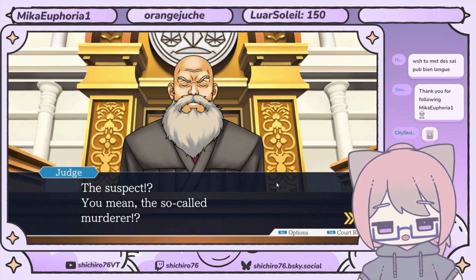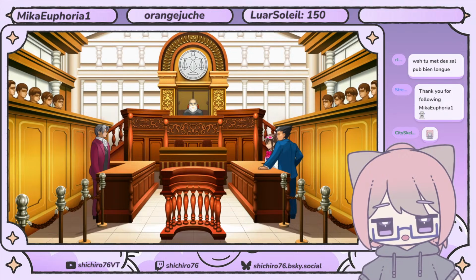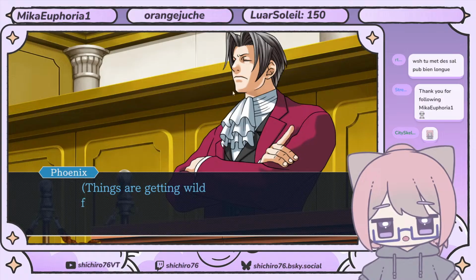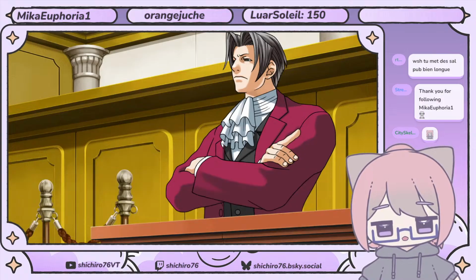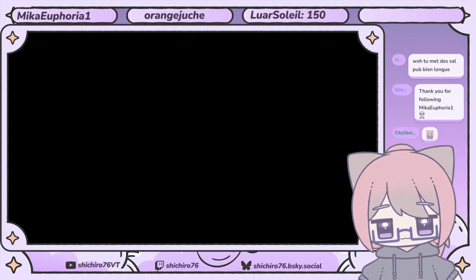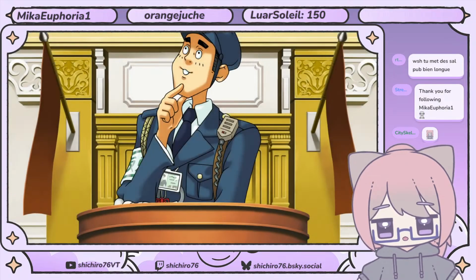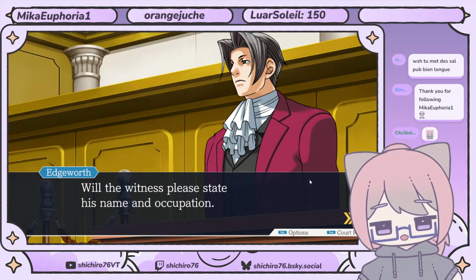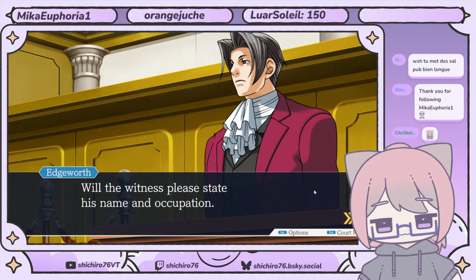The suspect? You mean the so-called murderer? Oh boy. Things are getting wild from the get-go. Meekins is too cartoony to not be a murderer. You know what I mean?